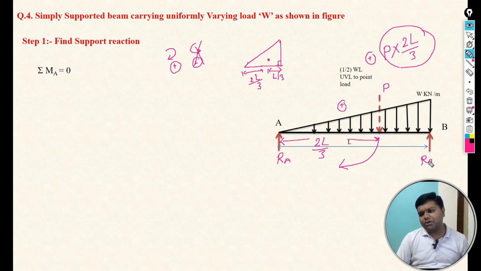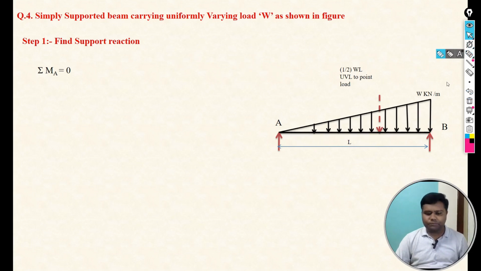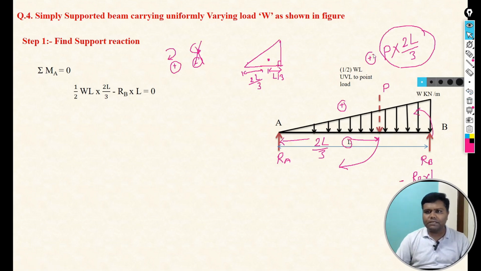Now we can take the moment of Rb. Again, moment is force into perpendicular distance. Rb is the force, and the perpendicular distance of Rb from A is L. So Rb into L is the moment of the Rb force, and that moment is anti-clockwise, so we take it as negative. So the moment at point A is, with P equal to 1 by 2 WL, 1 by 2 WL into 2L by 3 minus Rb into L.